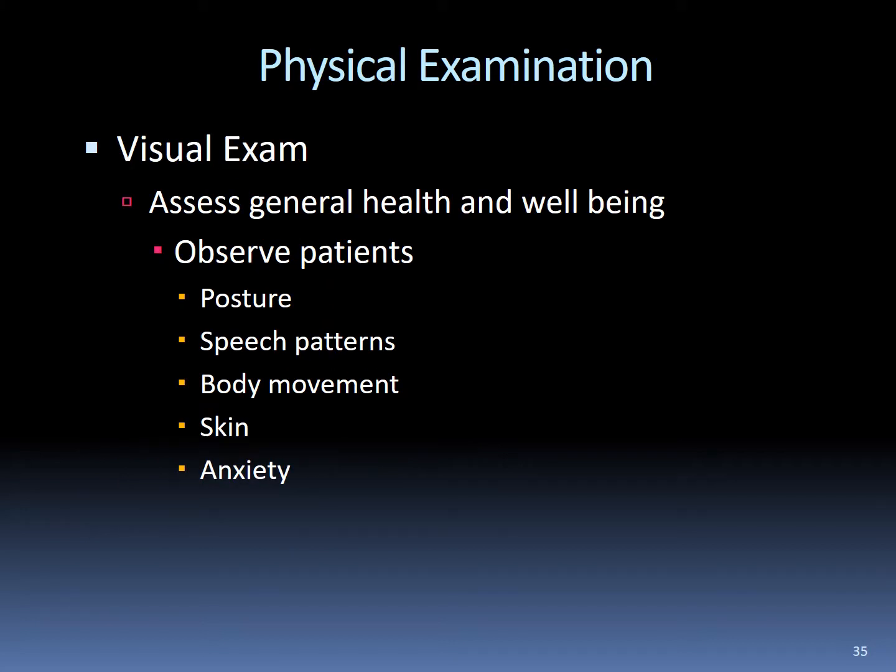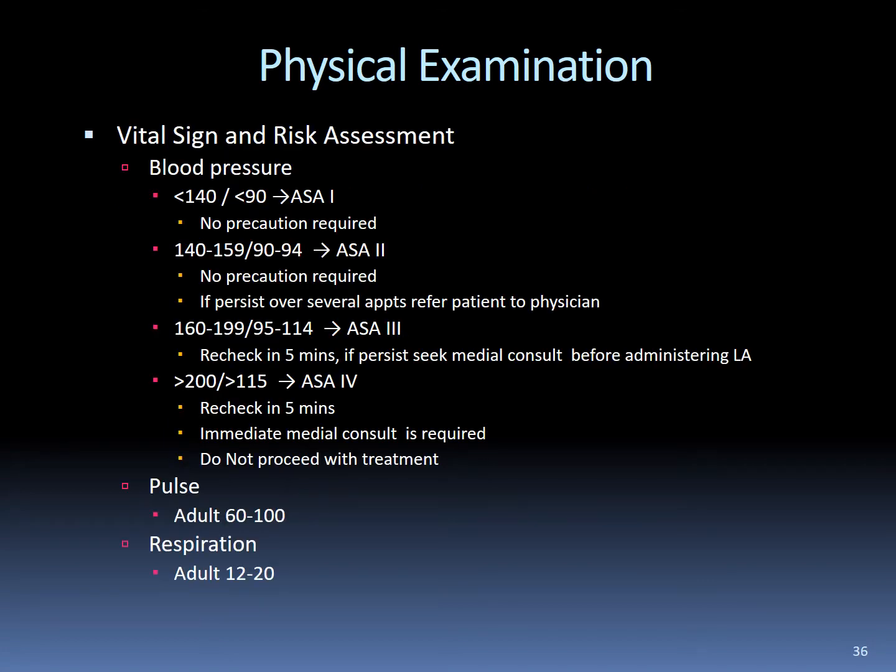We want to start the physical examination by a visual. We assess the patient's general health and well-being. We observe their posture, their speech patterns, their body movements, their skin, and their anxiety level. Within the physical examination, we take vitals. We want to assess their blood pressure, their pulse, and their respiration. If an adverse effect were to occur and we were to alarm EMS or paramedics to arrive to the office because of the administration of local anesthetics, they will want to know what the initial vital signs are of the patient. Therefore, prior to any local anesthetic delivery, all vitals are taken on the patient and documented in their chart.